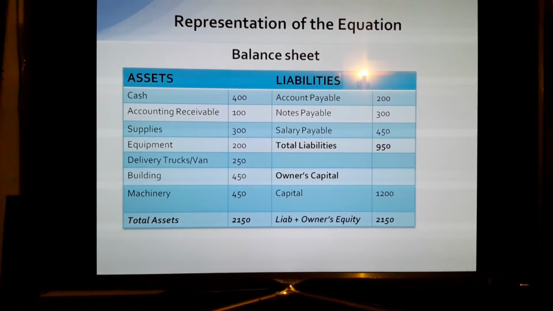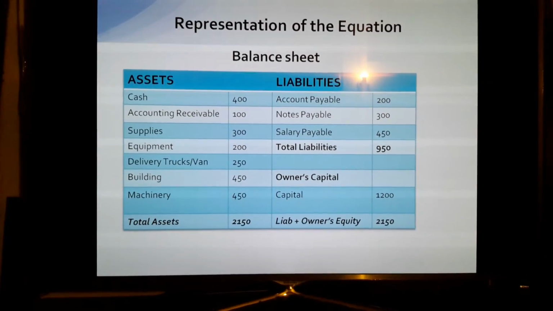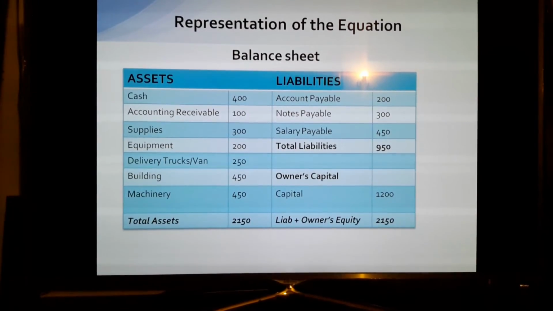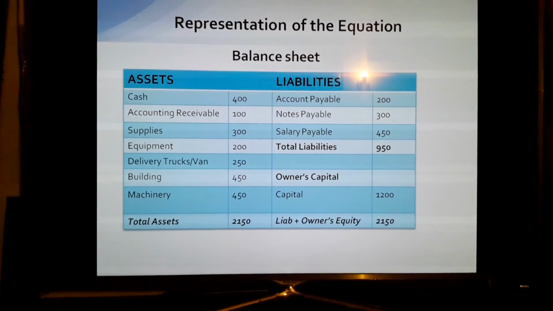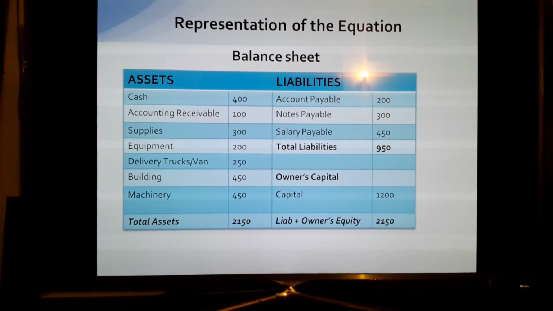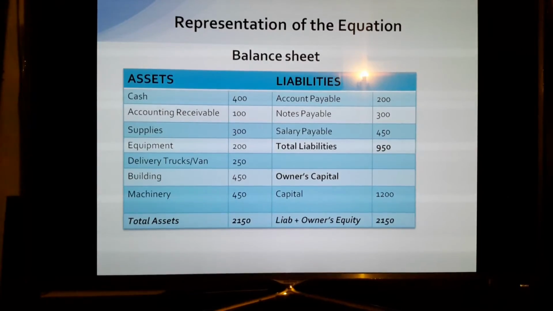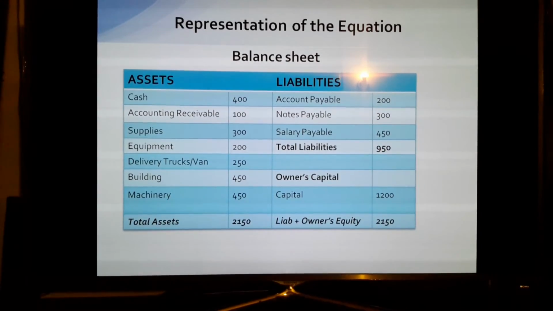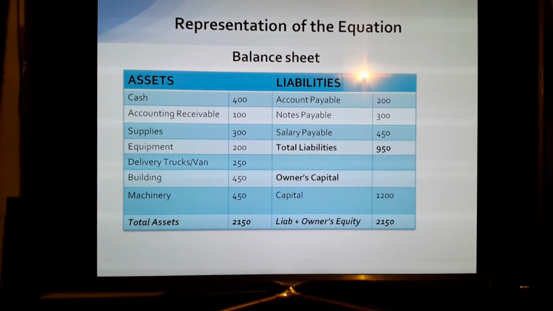Okay, this is just an interpretation of the equation using numbers, which is total assets equals liabilities plus owner's equity. This is a balance sheet. This is a snapshot of a business, showing what you have to pay and what the business actually has. Okay, just a snapshot. That's the balance sheet.